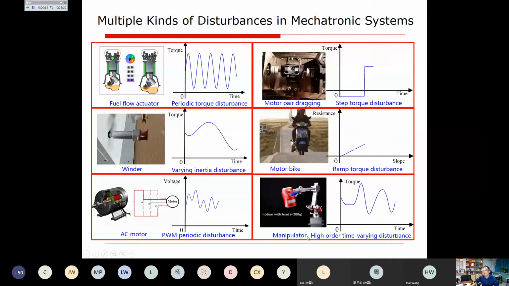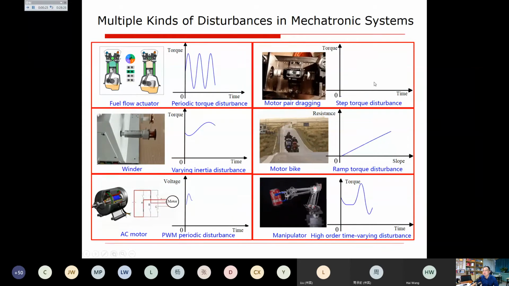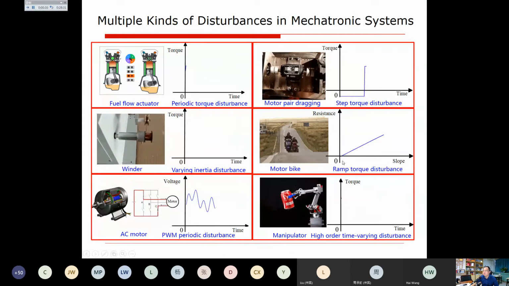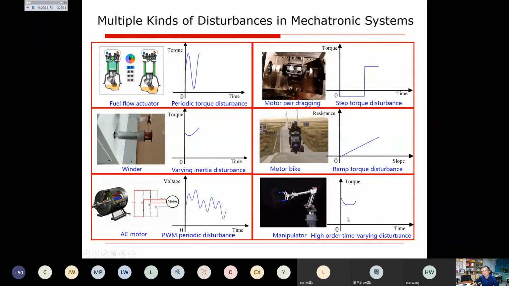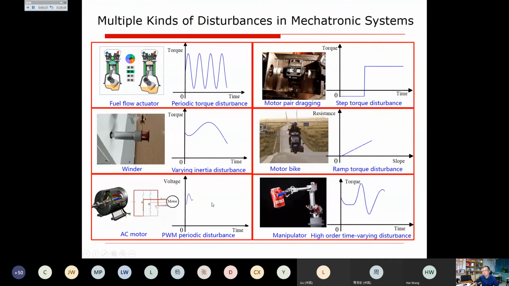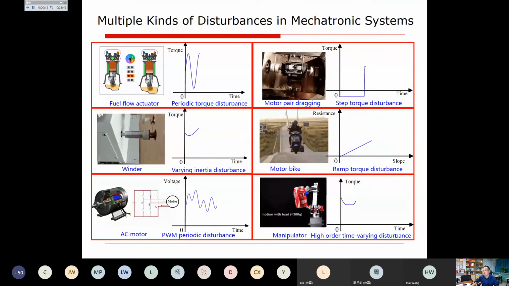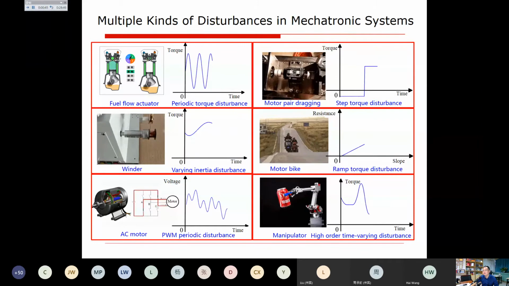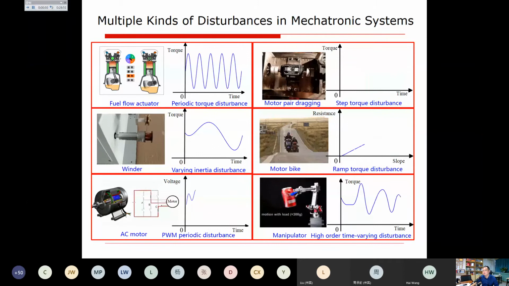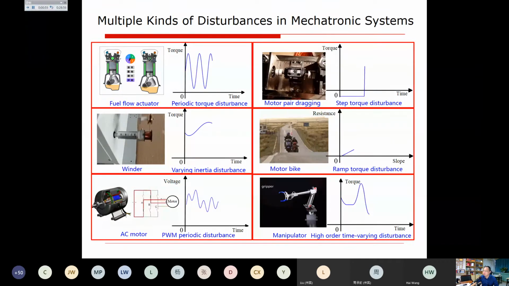You will find that there are different kinds of disturbance. Only the step disturbance can be well treated by the integral. In other cases, like the ramp form, the high order time varying, the periodic disturbance, you cannot treat it by just the integral action. In that case, there will be low performance. If you want to enhance the system to be a high precision control system, you have to introduce the techniques we are talking about here.